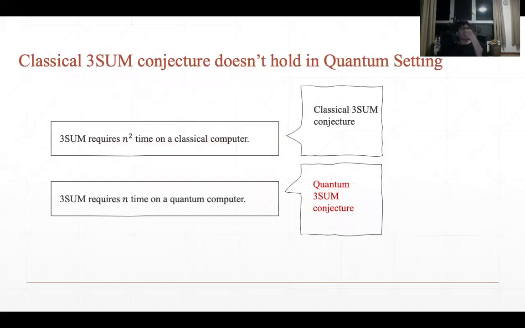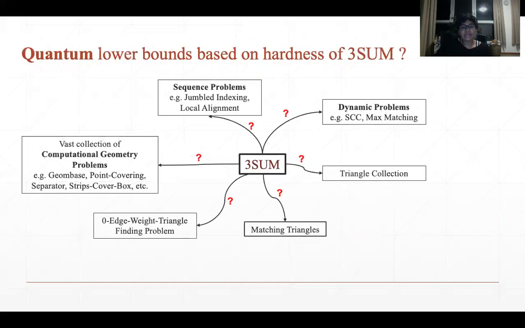Given that we are not able to find any other faster classical algorithm, and given that the classical conjecture says threesome requires n squared time, it is natural to conjecture that threesome requires n time on a quantum computer. And in a paper by Ambainis and Larka, this conjecture was also informally stated. But now, what happens to all these lower bounds that we concluded based on these classical reductions from threesome to computational geometry problems, sequence problems, dynamic problems, triangle detection, or any of these?